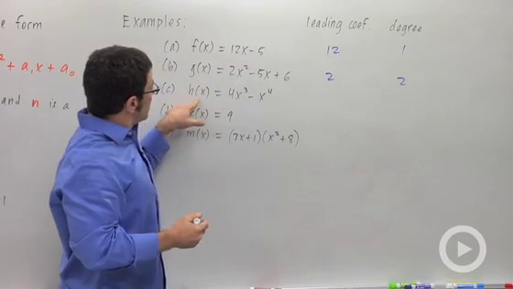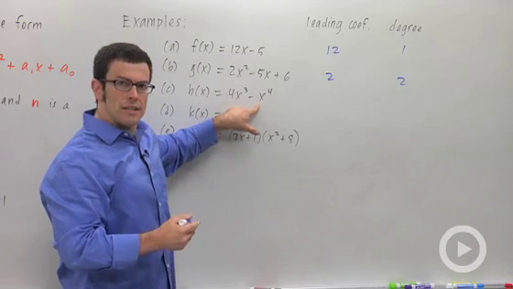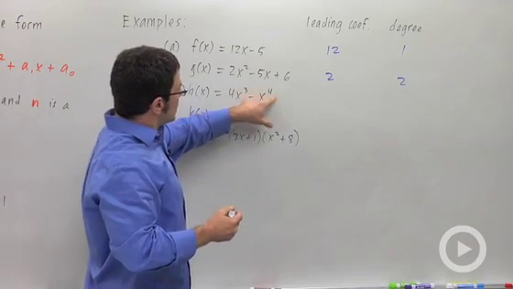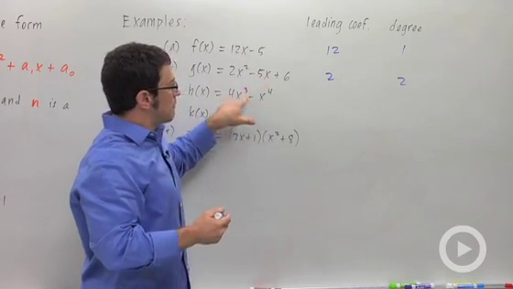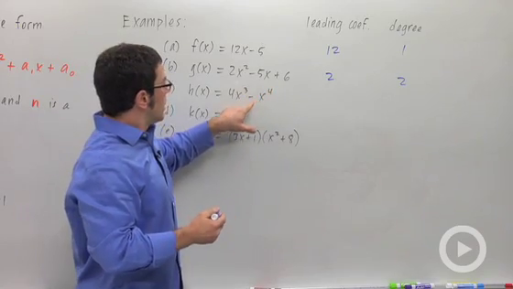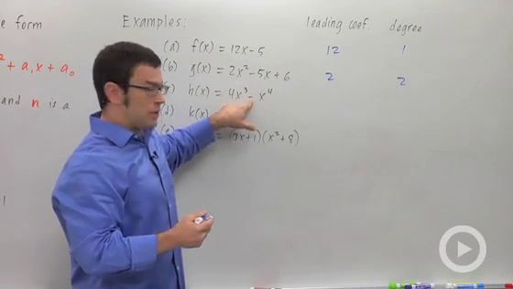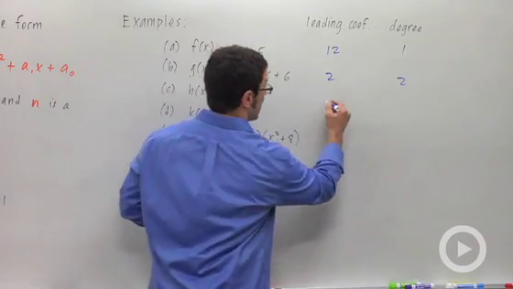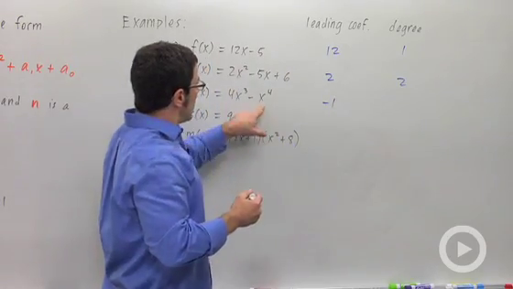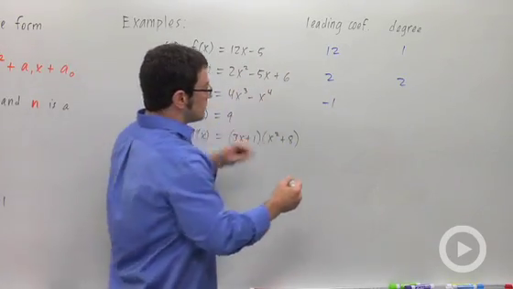Now what about this one? h of x equals 4x cubed minus x to the 4th. Here, the term with the highest power of x is negative x to the 4th. This is the leading term. And so the leading coefficient would be minus 1. Don't forget this minus counts as a coefficient. So negative 1. And the degree would be 4.